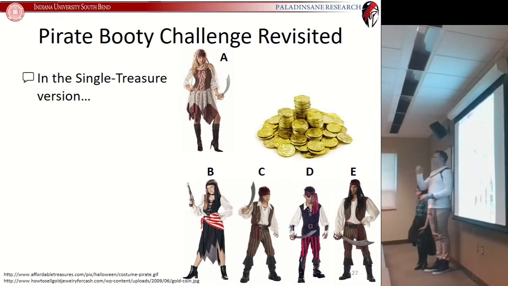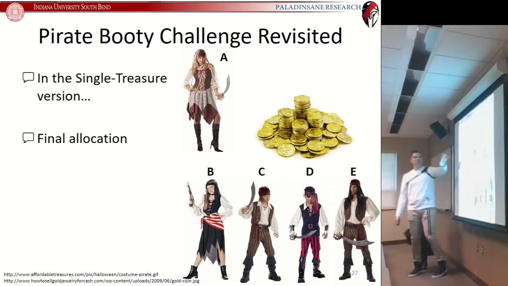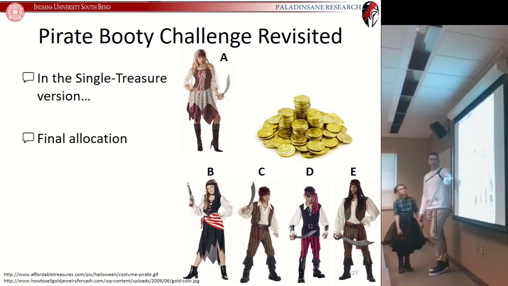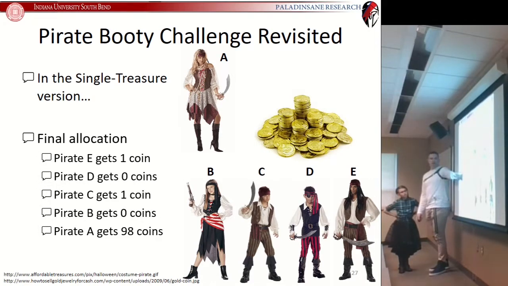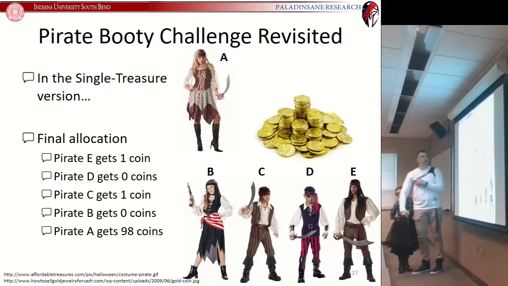So this version right now is a game theory version of the Pirate Challenge. So you are playing against each other. And in the single treasure version, as we've seen, the final allocation is that Pirate E gets 1 coin, Pirate D gets 0, Pirate C gets 1, Pirate B gets 0, and Pirate A takes 98 coins. That was a rational solution for the single version.